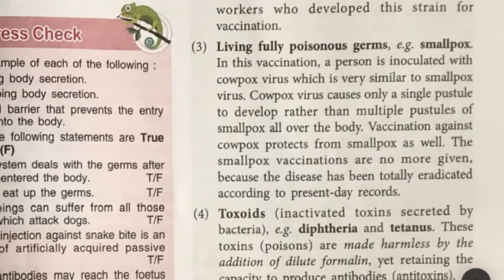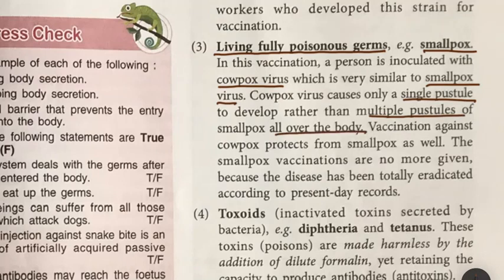And next is living fully poisonous germs, that is, they are active. Example, for smallpox, a person is inoculated with cowpox virus. That is the virus which causes cowpox in cattle, and this virus is very similar to the smallpox virus. Cowpox virus causes only a single pustule, that is the blister, to develop rather than multiple pustules of smallpox all over the body. So vaccination against cowpox protects from smallpox as well.